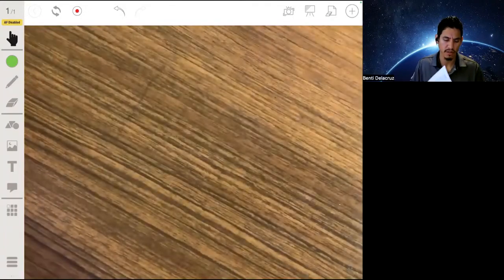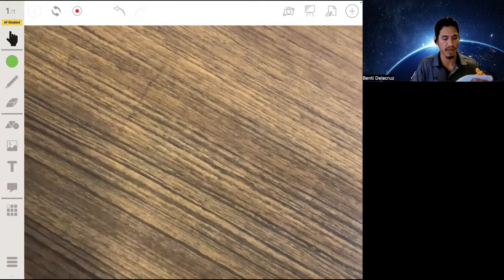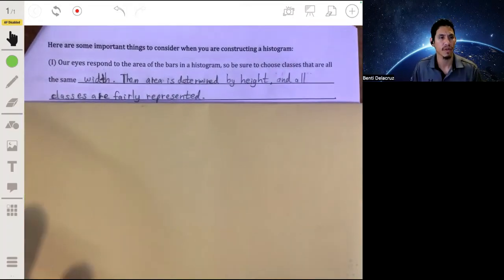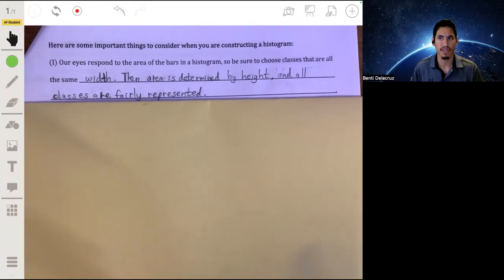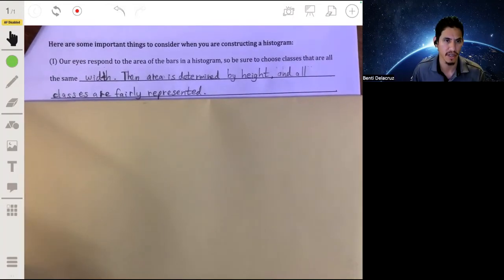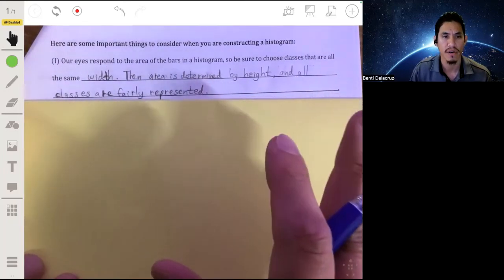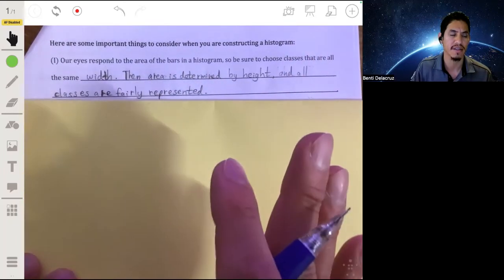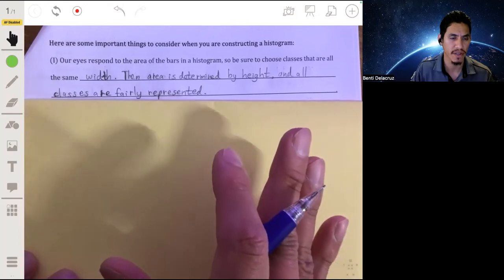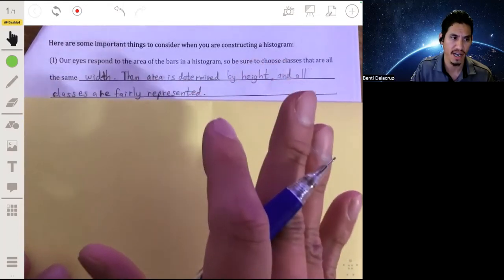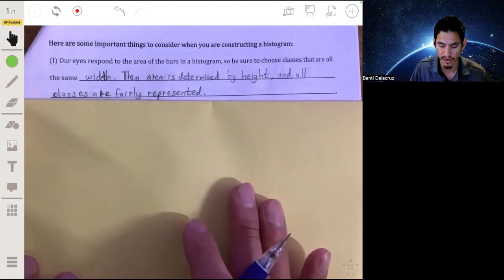Okay, so let's go over some of the principles that we need to keep in mind when we make a histogram. Since we're using histograms as a visual, our eyes are going to really respond to the area of the bars in the histogram. So make sure that you have all the intervals or classes be the same width. Then you can solely focus on the height, since all the classes are fairly represented.